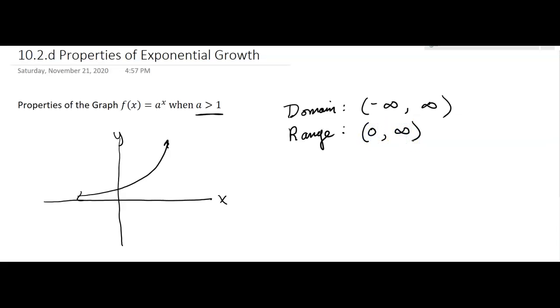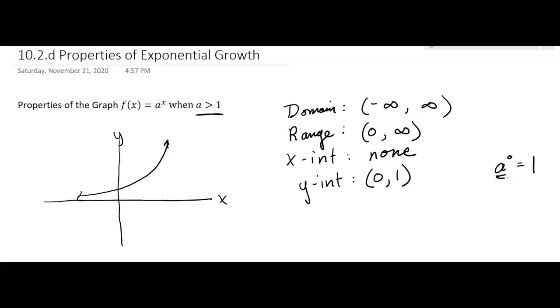Okay. The x-intercept, there aren't any. It doesn't hit the x-axis. The y-intercept is at the point 0, 1. Because think about a to the 0 power. That's always going to be 1. It doesn't really matter what a is as long as it's not 0. And we know that it's not 0. Okay, because a has to be greater than 0. All right, so this point right here is 0, 1.